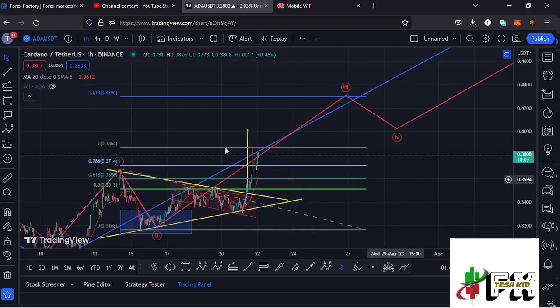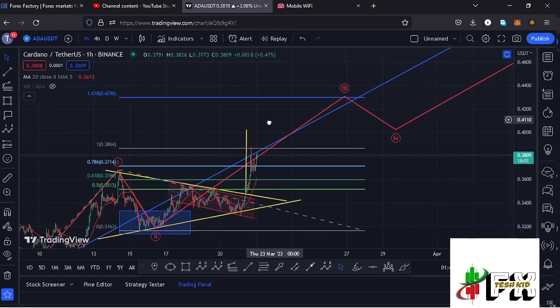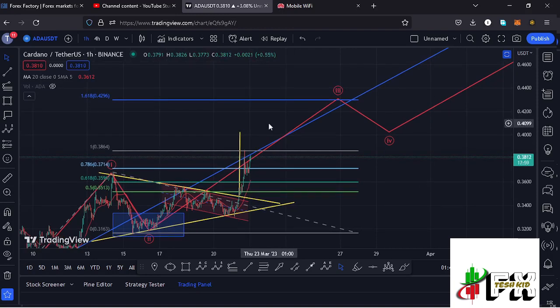So let's continue watching our first target at around the $0.4021 mark, and the moment we manage to fully maximize that target area, then there are high chances that ADA is going to continue unlocking higher prices to fully maximize our target area at around the $0.4296 mark, and that is at the fib level 1.618, which is our target area for that wave 3 to the upper side.